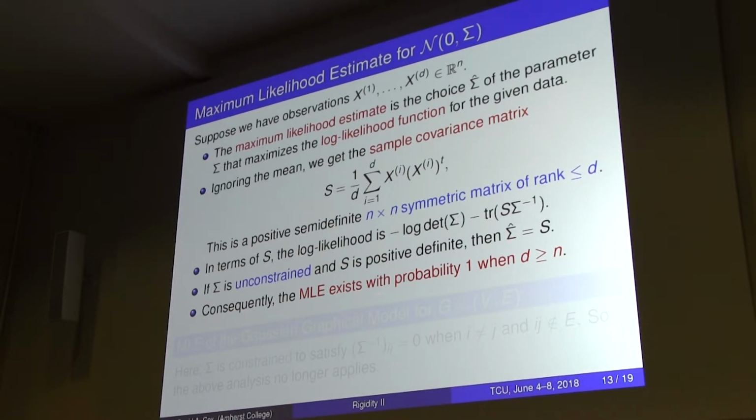And it turns out that when the number of observations is greater than or equal to n, I'm basically taking a bunch of random rank 1 matrices and adding them up. When I add up more than n, I'm going to get a random symmetric n by n matrix, which generically will be positive semi-definite. So with probability 1, the MLE will exist.